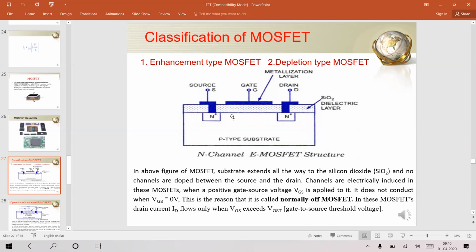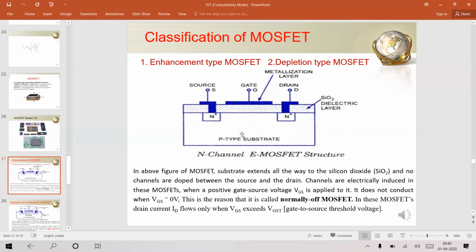First, you have to apply a positive voltage between the gate and the source. Here, with the polarity plus connected to gate and negative connected to source, that will help you in building or establishing the channel between source and drain. That I will show in the next slide.